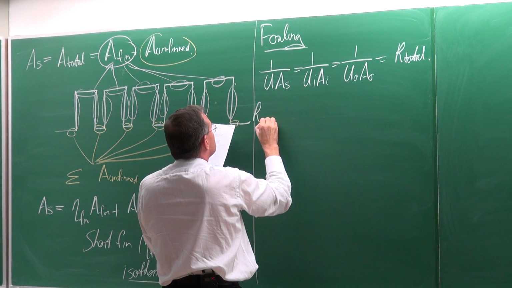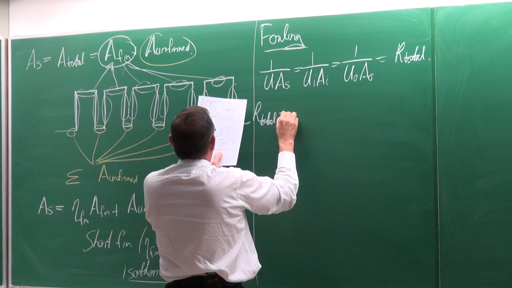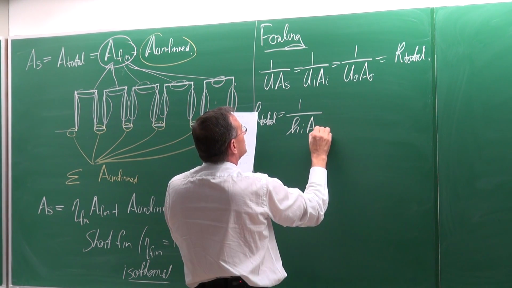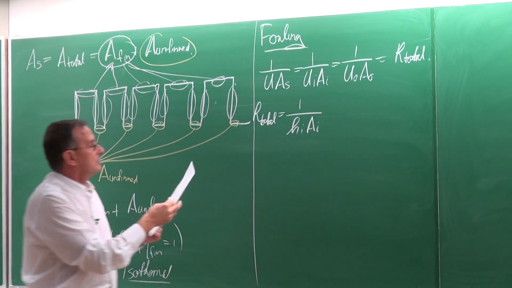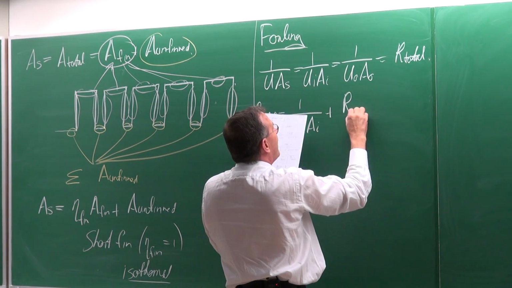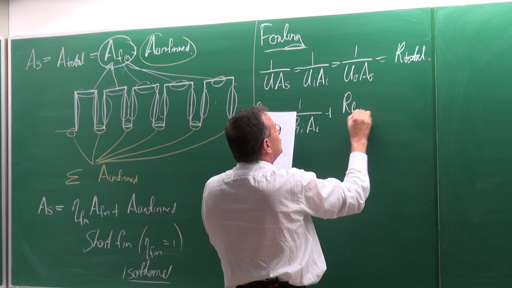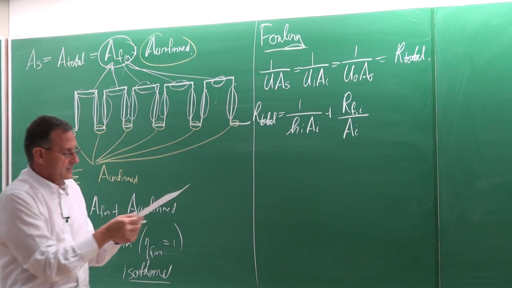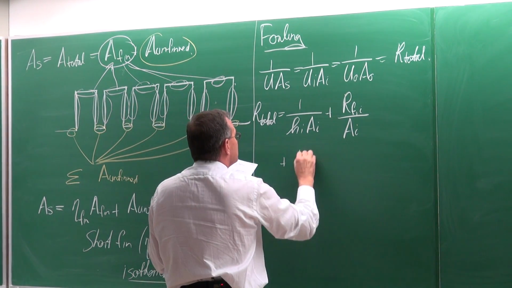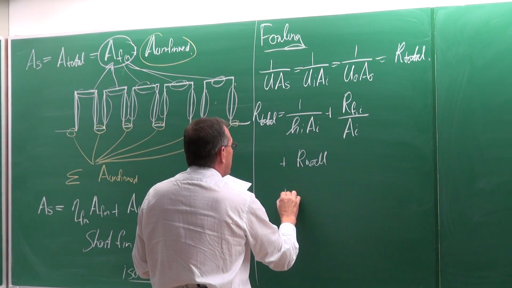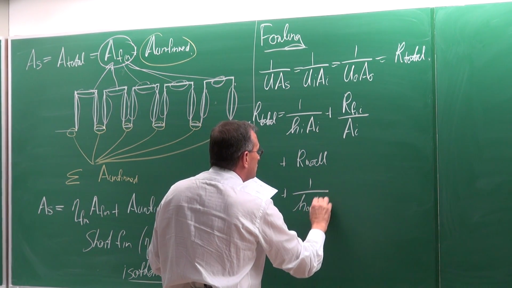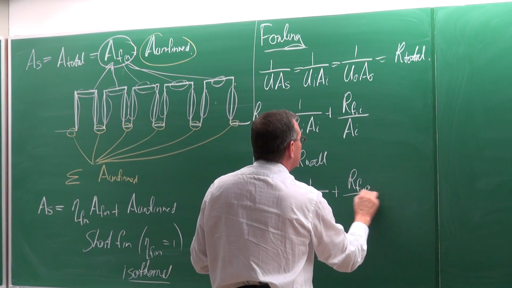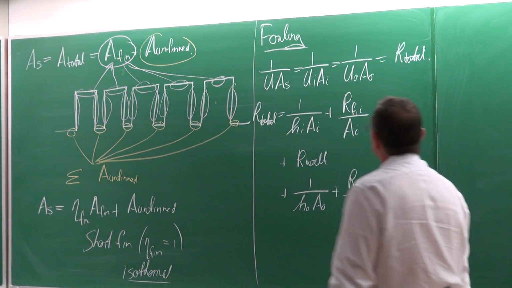However, the total resistance, which is equal to 1 divided by the heat transfer coefficient on the inside, area on the inside, what we now do is we add the fouling there. And the fouling can be written as the fouling on the inside divided by the area on the inside, plus the resistance of the wall, plus 1 divided by the heat transfer coefficient on the outside, area on the outside, plus the fouling on the outside divided by the area on the outside.